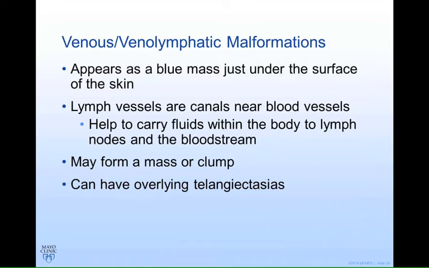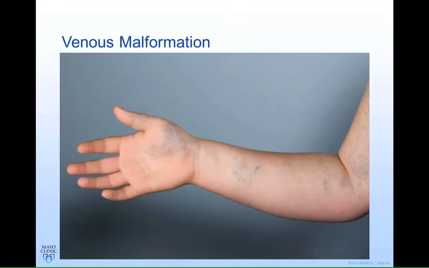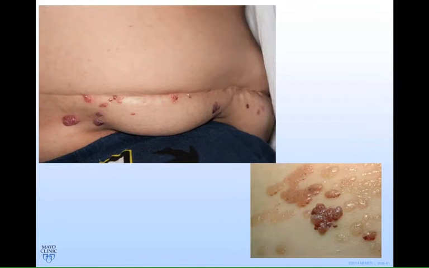We'll just talk briefly about venous and venolymphatic malformations. They appear as a bluishness usually under the surface of the skin. Again, you can have lymphatic vessels in conjunction with the veins, also with the capillaries, and they can form a bit of a mass or a clump, and that might be the only thing that you see on the skin, or you can see some overlying more dilated blood vessels or telangiectasias. So here's a photograph of a straightforward, more venous malformation that doesn't have a lot of overlying skin change.